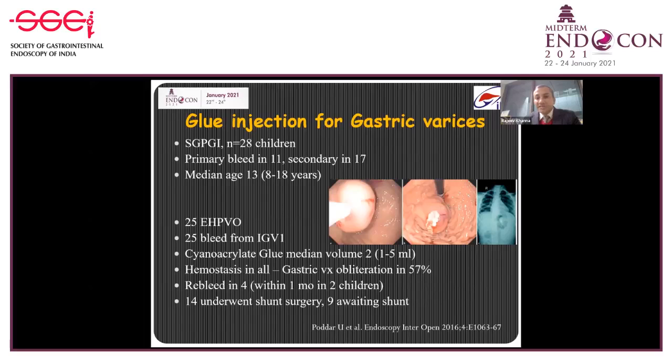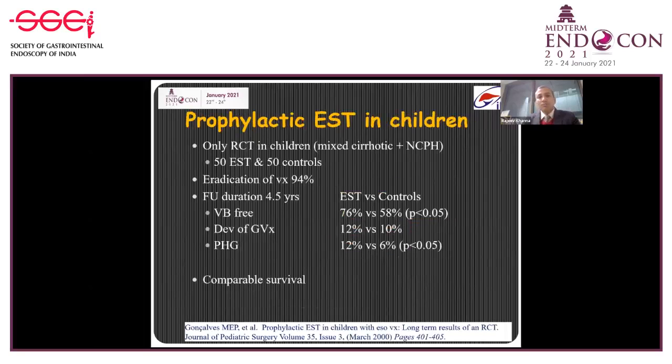It is mostly secondary, and most of the children who have gastric variceal bleed have extrahepatic portal venous obstruction, and mostly these bleeds are from isolated gastric varices. Hemostasis, this study has shown, was achieved in all of them, but gastric variceal obliteration was achieved only in 57% of the patients. There was rebleed in 4 out of 28 children, and 14 underwent shunt surgery, and 9 were awaiting shunt. So what about prophylactic endoscopic sclerotherapy?